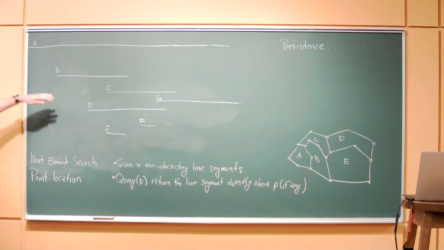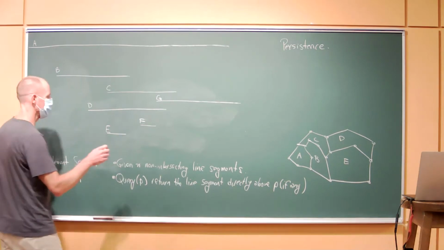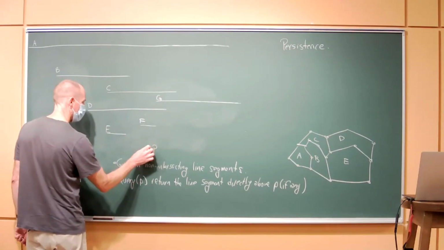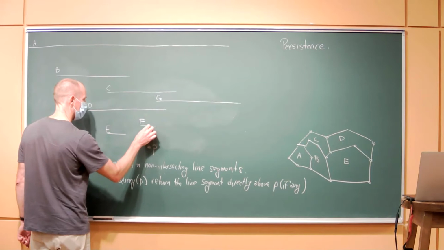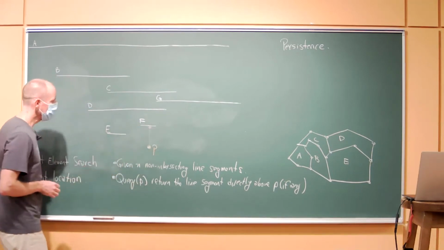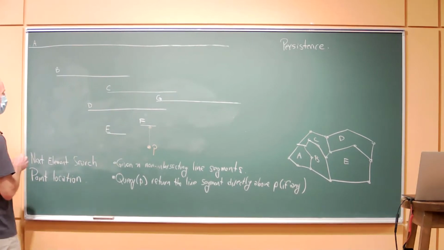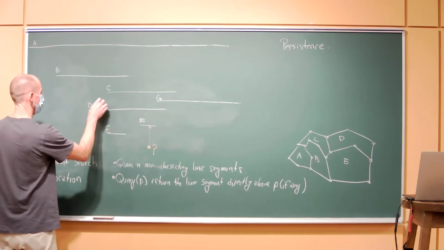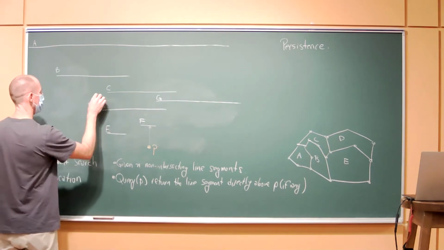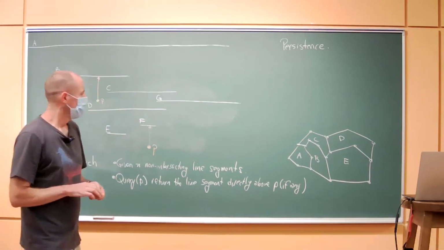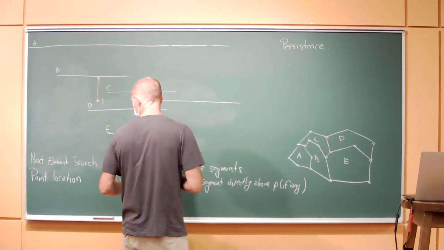So here are my n line segments labeled A through G. And if I were to query with this point P, then you can imagine shooting a ray upwards until it hits the first line segment. And then the answer to that query would be F, the segment called F. And if you give me this point P for a query, the answer is B. Okay. So that's the next element search problem.